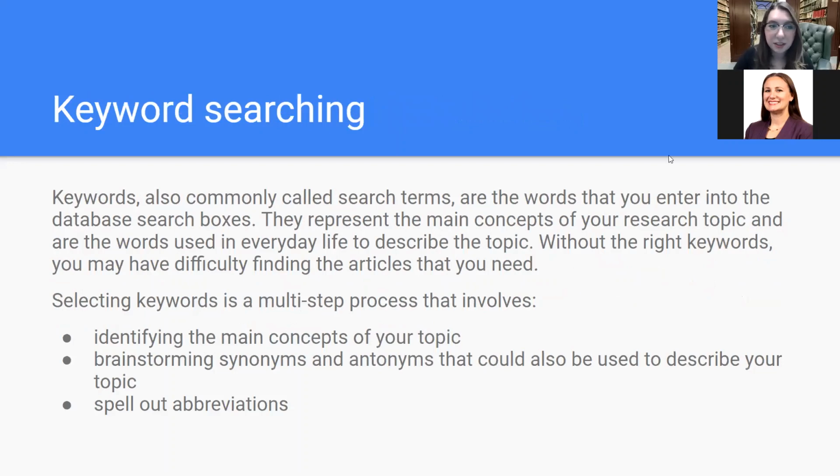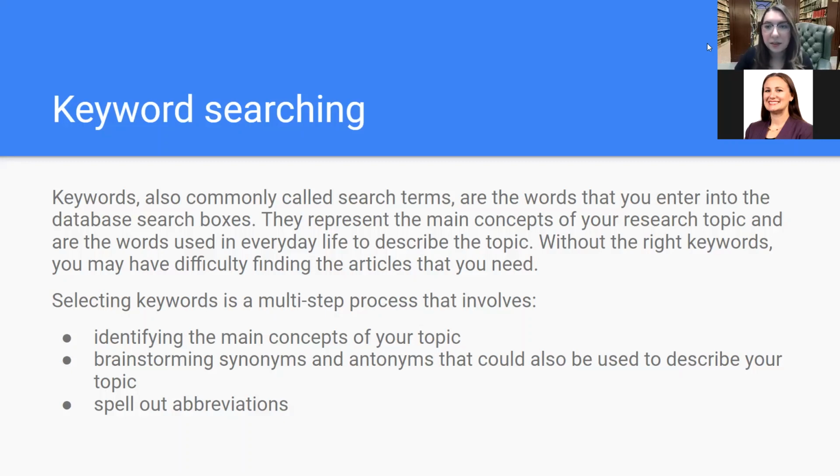So, keyword searching. Keywords are commonly called search terms. They're the words that you enter into the database search box, and they represent the main concepts of your research topic and are words that you use in everyday life to describe the topic. For example, in everyday life we may use words like eviction, landlord, tenant, but the legal terminology may include unlawful detainer, 60-day notice, things like that.